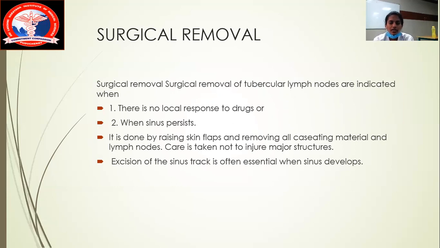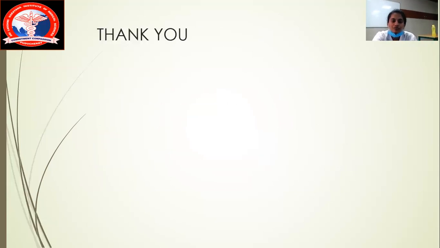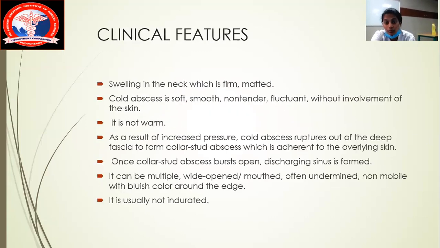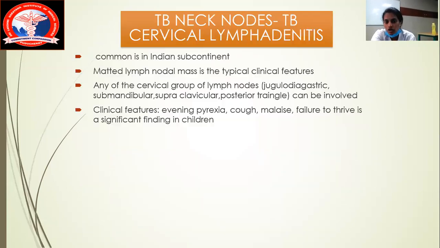The next is excision of the sinus tract, which is often an essential part when a sinus develops. When there is a sinus, there is a pipe which delivers the pus to a particular region. We have to focus on the sinus tract and remove the full pathway. That is called sinus tract excision. Today's class is very short, but it is a very important topic. Let's go for a short summary.